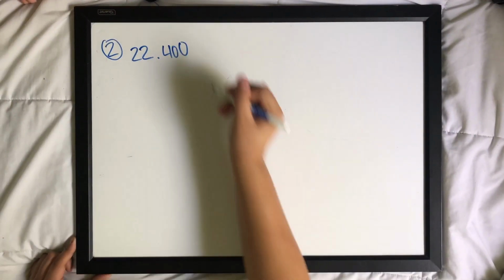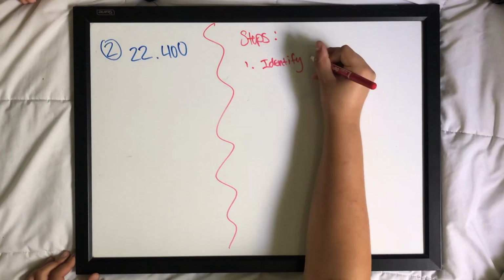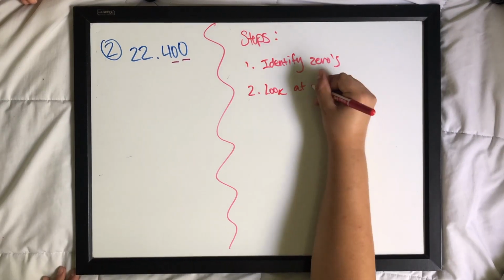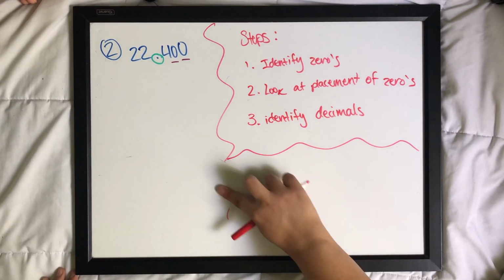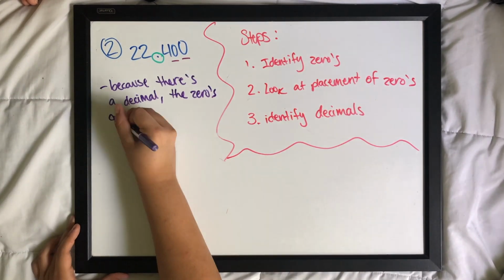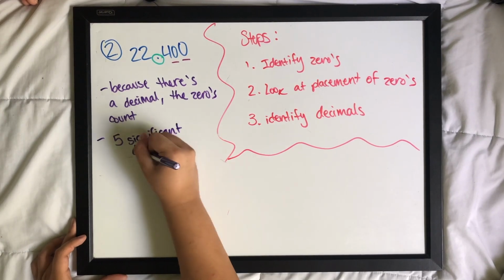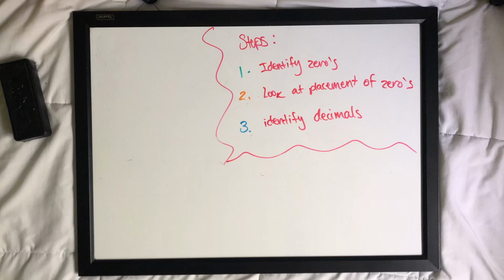Moving on to example number 2. So you want to keep the steps in mind. Number 1 is identify the zeros. Number 2 is look at the placement of the zeros. And number 3 is to identify your decimals. We did that here. So because there is a decimal, the zeros at the end count, which means that there are 5 significant digits in a case of trailing zeros.